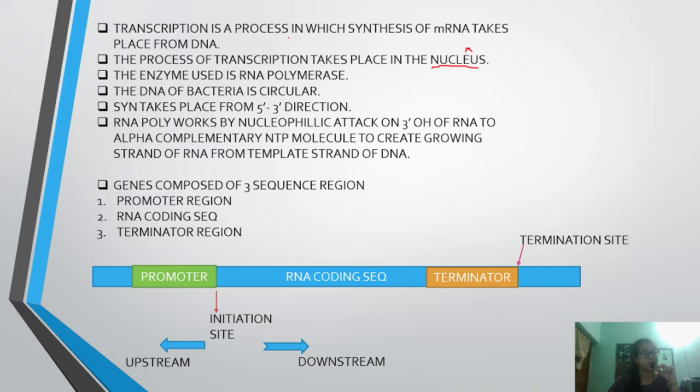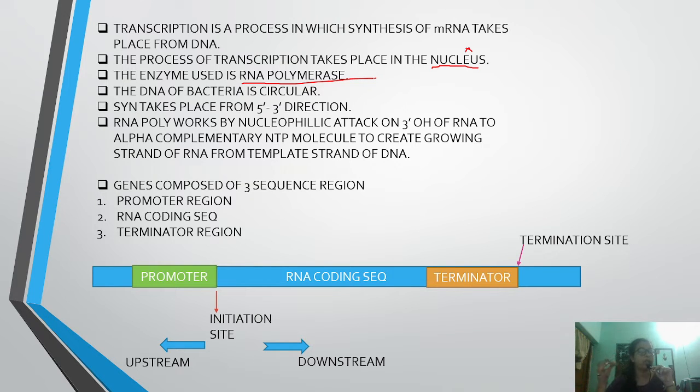And what is transcription? It is a process in which synthesis of mRNA takes place from the DNA. Very importantly, for the process of transcription to occur, an essential enzyme is required, known as RNA polymerase. In DNA replication, you have studied that DNA polymerase was required for replication to occur. But for the transcription process, RNA polymerase is essential. Okay, this is important to note down.